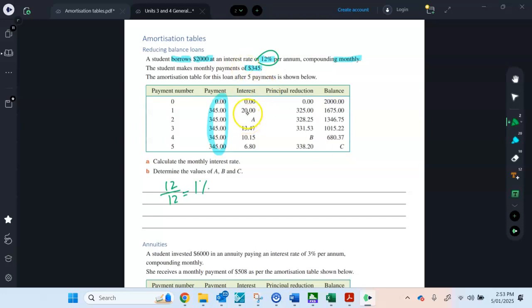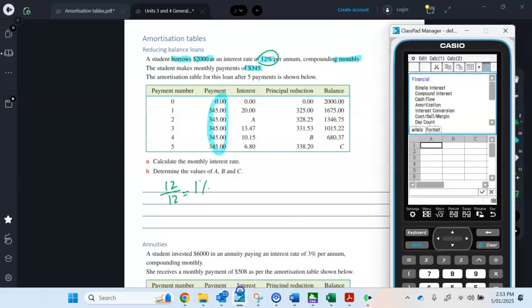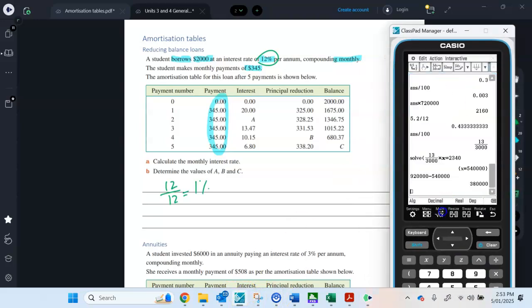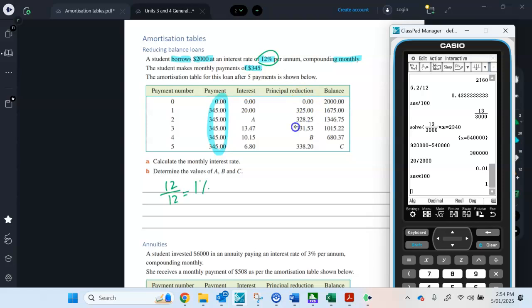If we didn't know that, there's our interest earned of $20. So on our calculator, we can just go to 20 divided by 2,000. All right, so that's 0.01, and as a percentage, it's 1%. Okay, so you can calculate it too if we weren't told that it was 12% per annum.